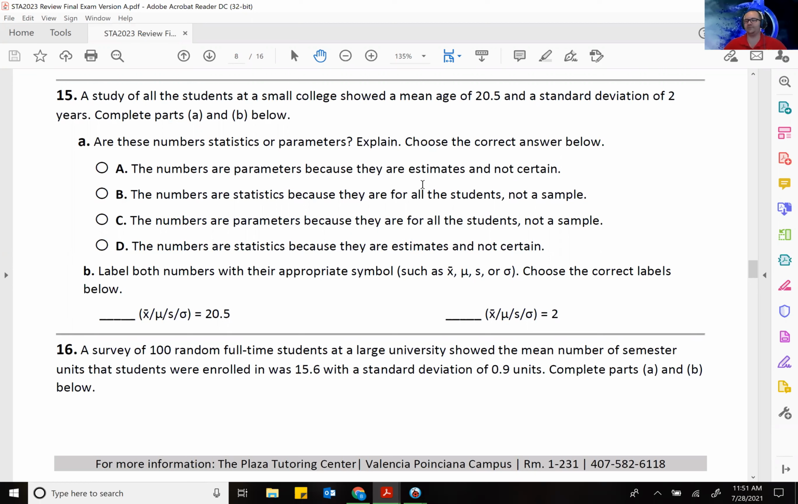So the 20.5 is mu. Then who is the 2? The O with the little line across the top, the sigma.